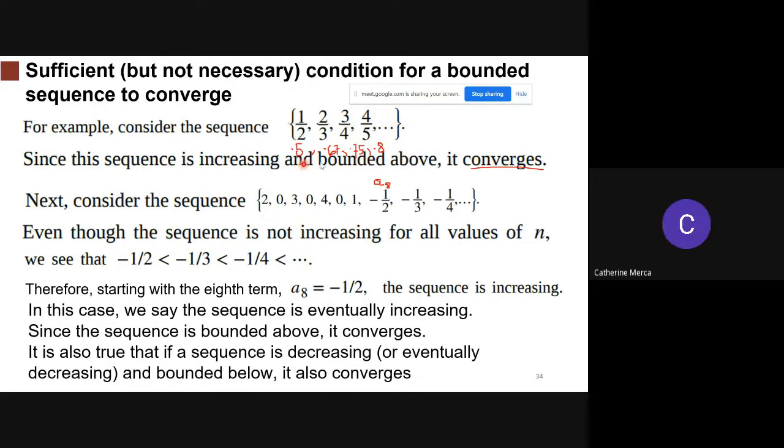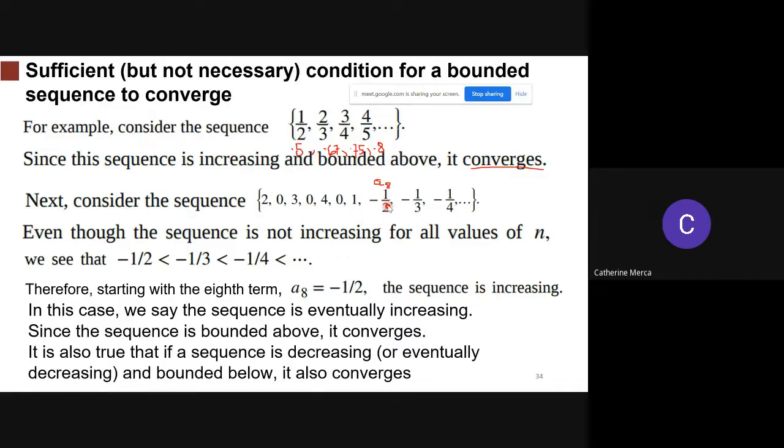Increasing, ma'am. Okay. Since the sequence is increasing and bounded above, it actually converges. Okay? So that is the formula from earlier, no? Next, let's consider this.